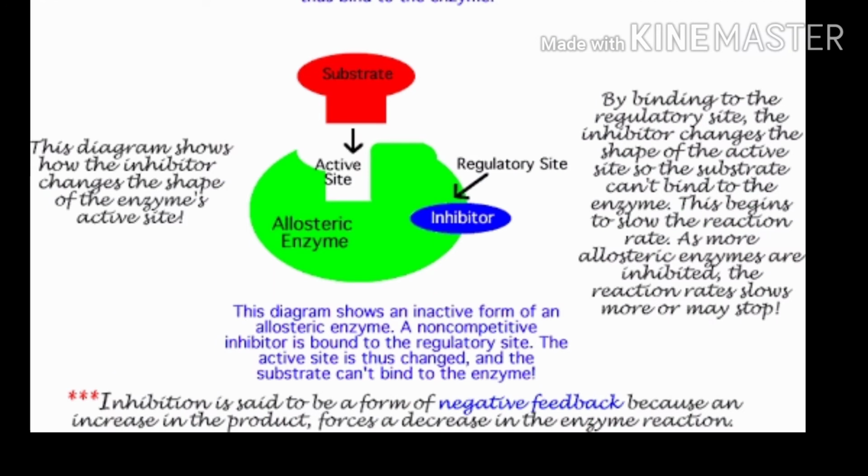This diagram shows an inactive form of an allosteric enzyme. A non-competitive inhibitor is bound to the regulatory site. The active site is thus changed and the substrate cannot bind to the enzyme.